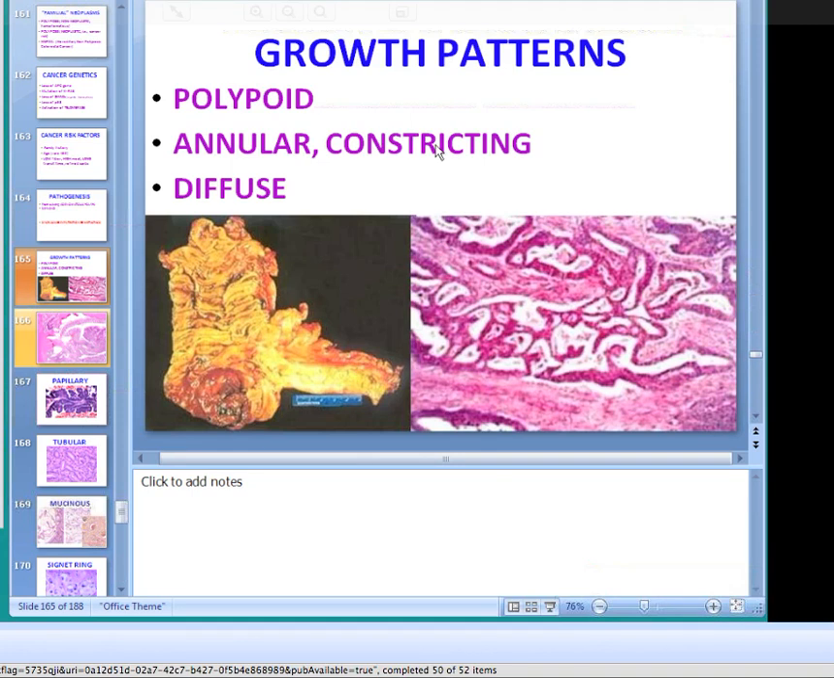And we're going to look into the grading. But first, we're going to show you some nice little pictures. Remember with the stomach, we said that it could be exophytic or ulcerative or diffusely invasive, like linitis plastica. Well, here, these are just regular adjectives now. They're not precise classifications. They are gross growth pattern adjectives to describe many of the growth patterns.